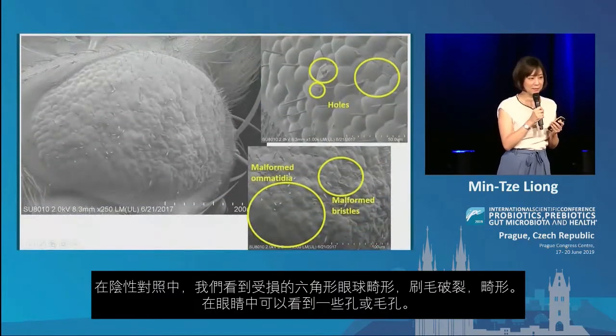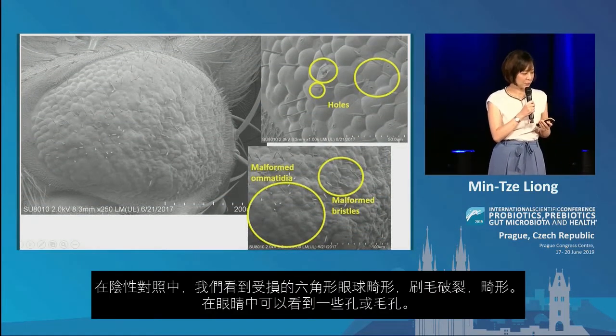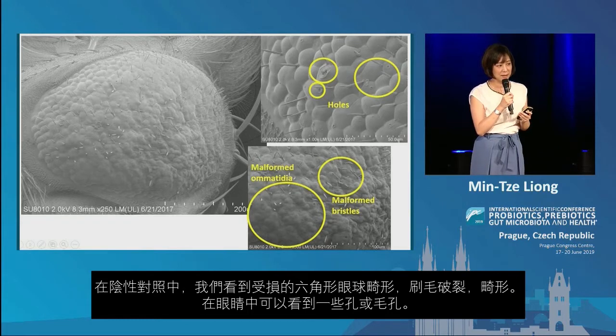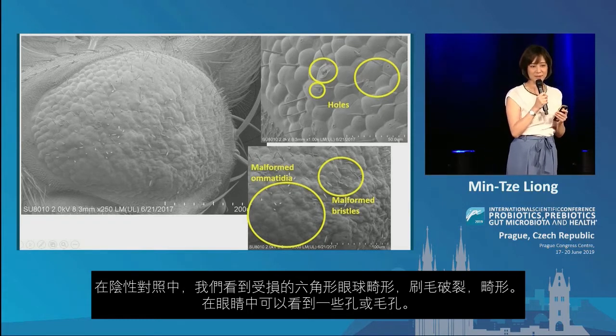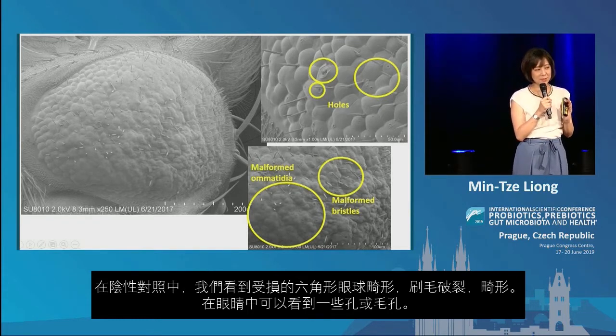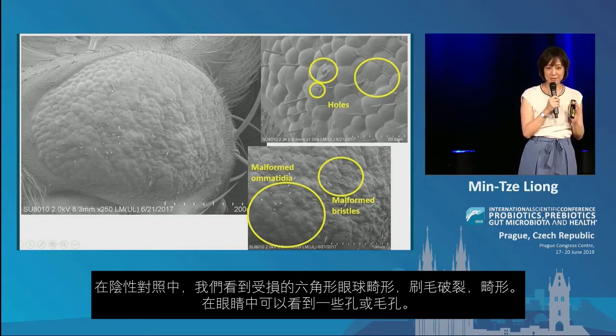And this is our negative control. So in our negative control, we can actually see that the eye's morphology has already been defected. The nice hexagonal ommatidia are no longer nice. Actually, they've lost their shapes.